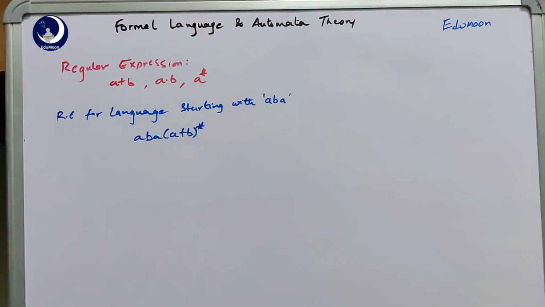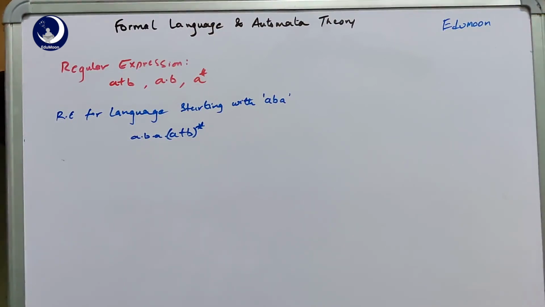So here we can clearly denote the dot operator. We can write a.b.a.(a+b)*. But in most cases we just directly write ab instead of a.b.